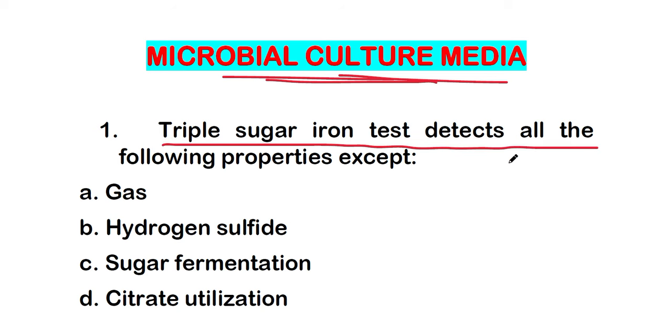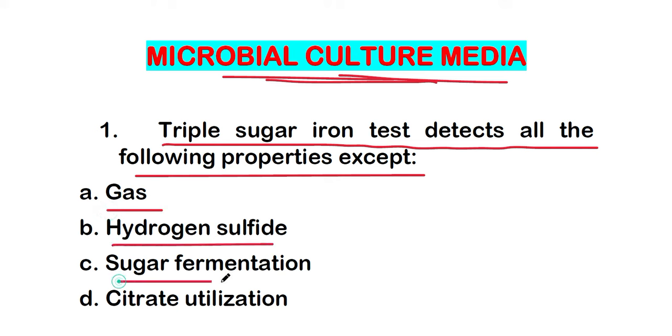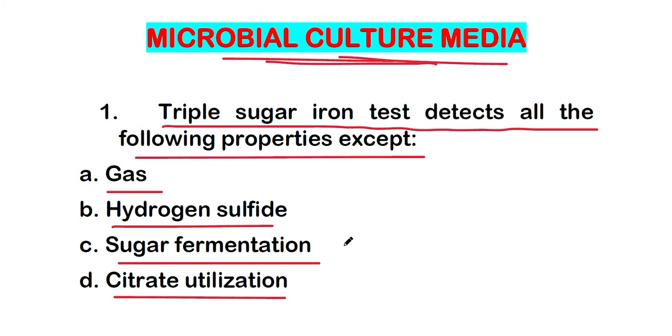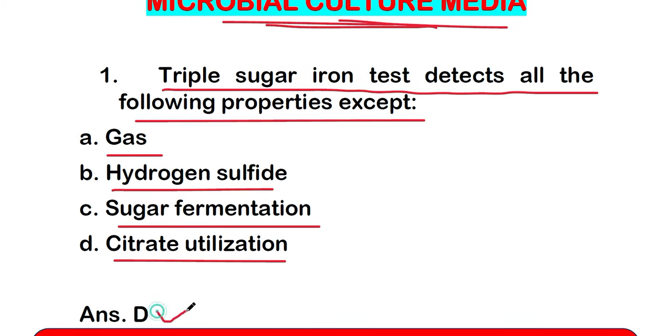Triple sugar iron test detects all the following properties except option A, gas, option B, hydrogen sulfide, option C, sugar fermentation, option D, citrate utilization. So which one is involved with triple sugar iron? And the right answer is option D, that is citrate utilization is not related to triple sugar iron. That is, triple sugar iron test detects all the following properties except citrate utilization.